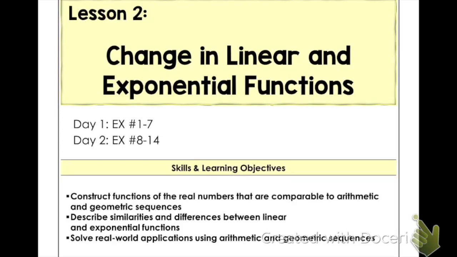Hi, welcome to your Unit 2, Lesson 2 notes. Today we're going to be looking at change in linear and exponential functions.